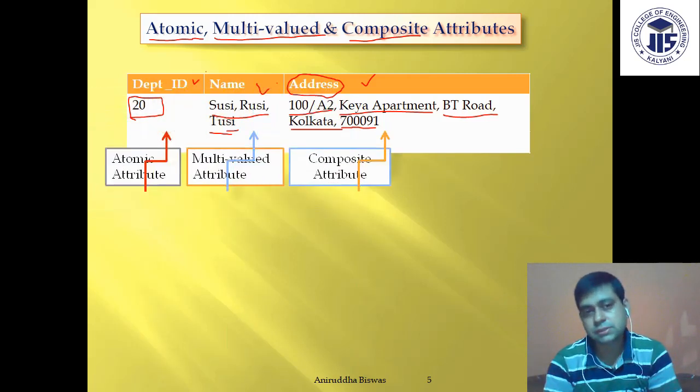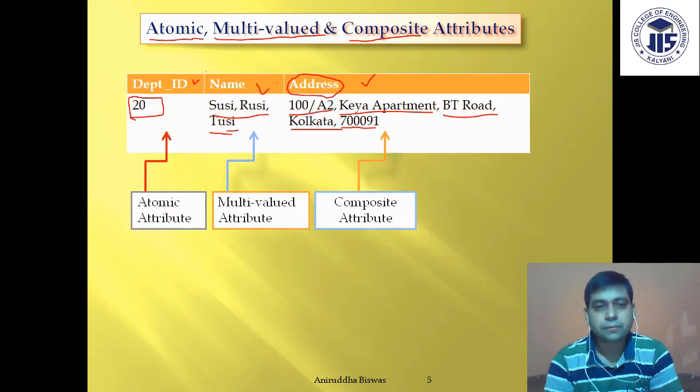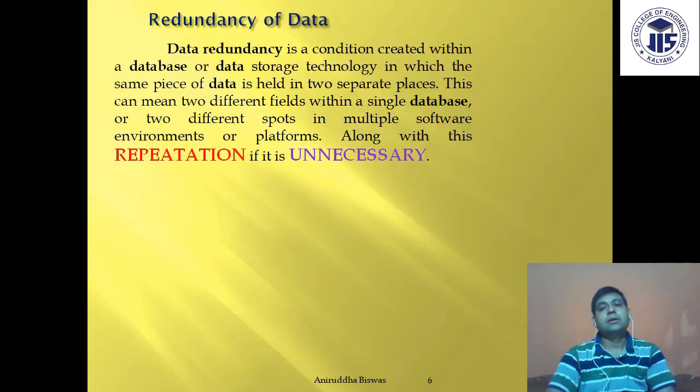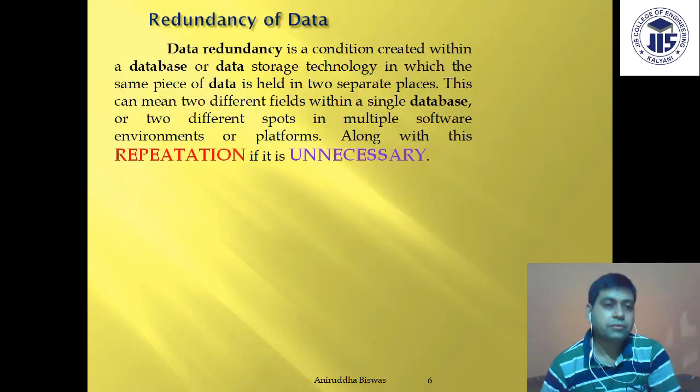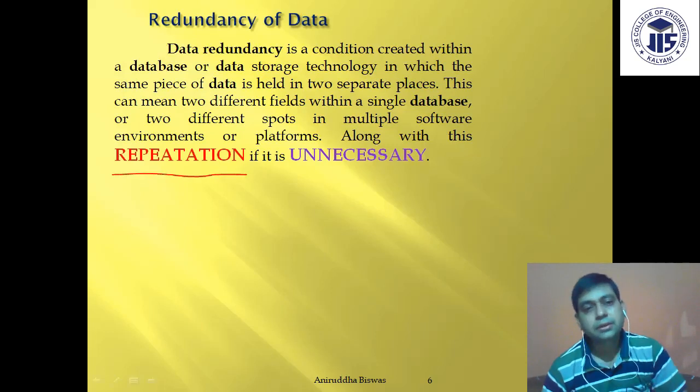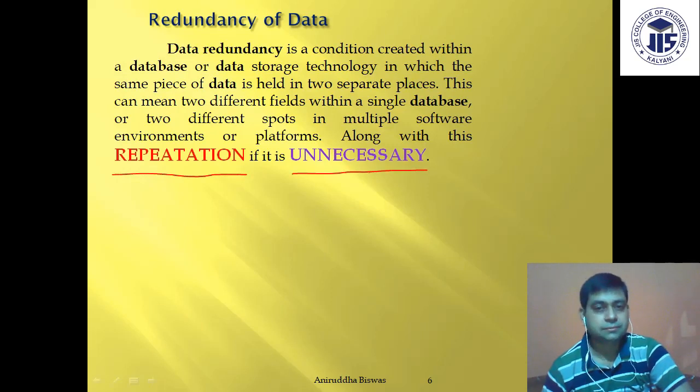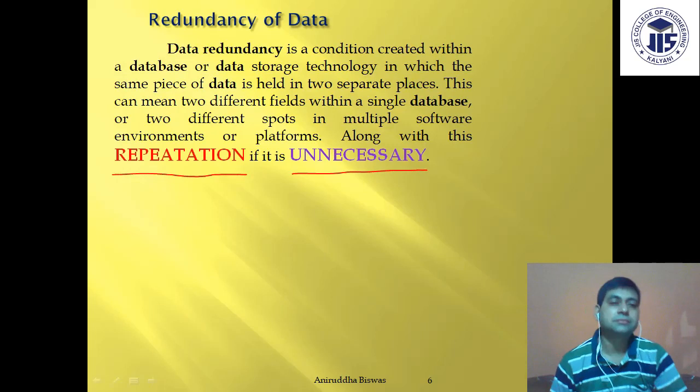So these are the different types of attributes that we discussed, starting with atomic, then multi-valued, then composite. Now we'll have the concept of redundancy of data. Very clearly I mentioned here, there is something called repetition and another thing called unnecessary. These two terms are key, meaning very important.